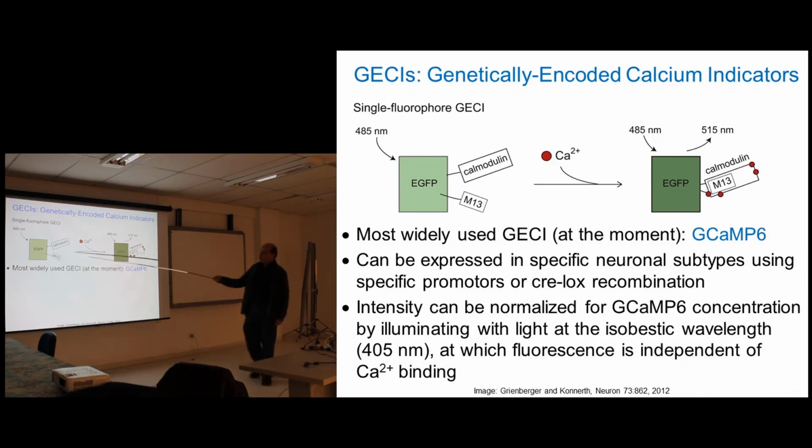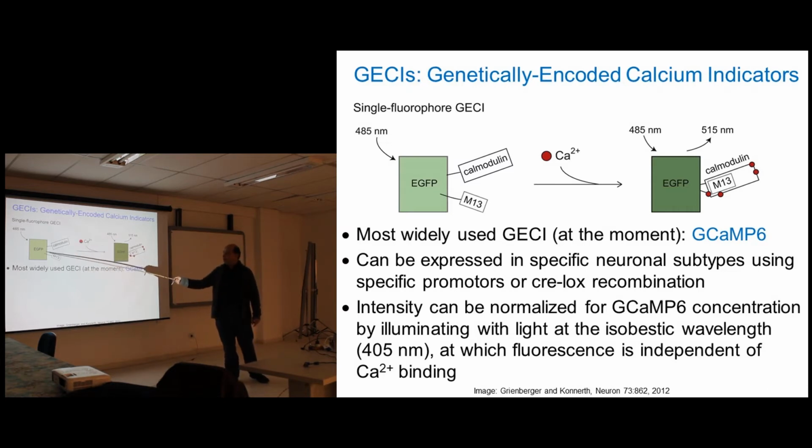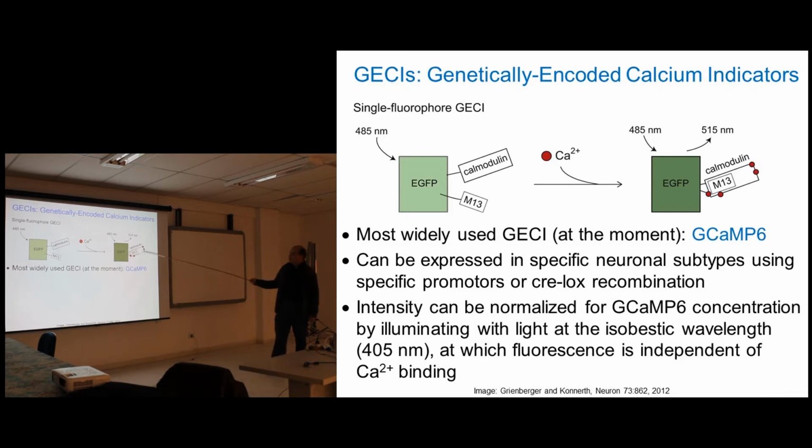So green fluorescent protein, as the name implies, is fluorescent. If you hit it with 485 nanometer light, it'll fluoresce. But this particular variant will fluoresce a lot more at 515 nanometers if you hit it with this wavelength of light, if calcium is bound and the system here is in this conformation, okay? So it's that simple. The greater the calcium, the more is bound to this genetically encoded indicator, and the greater the fluorescence signal when you illuminate with 485 nanometer light, okay?